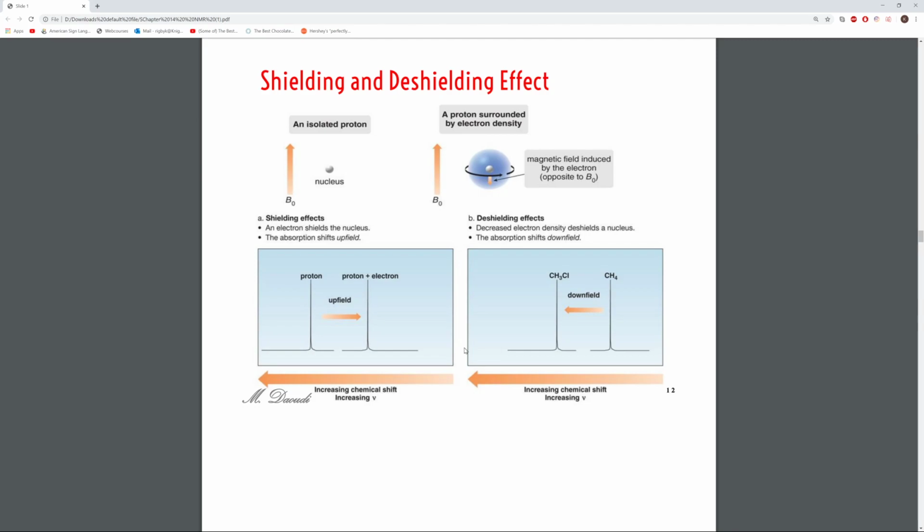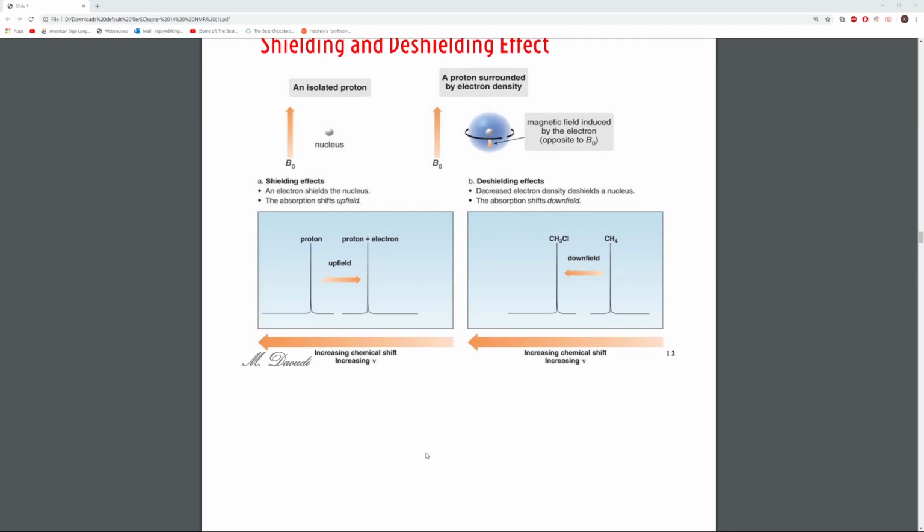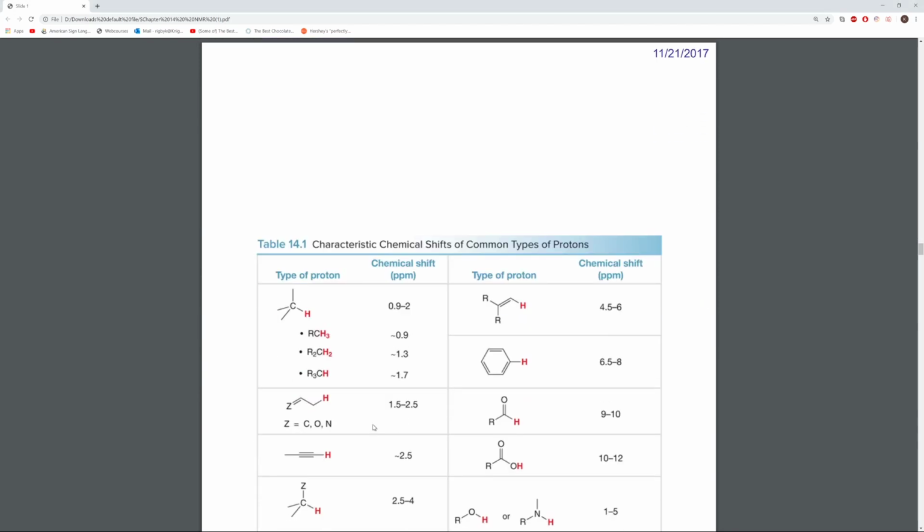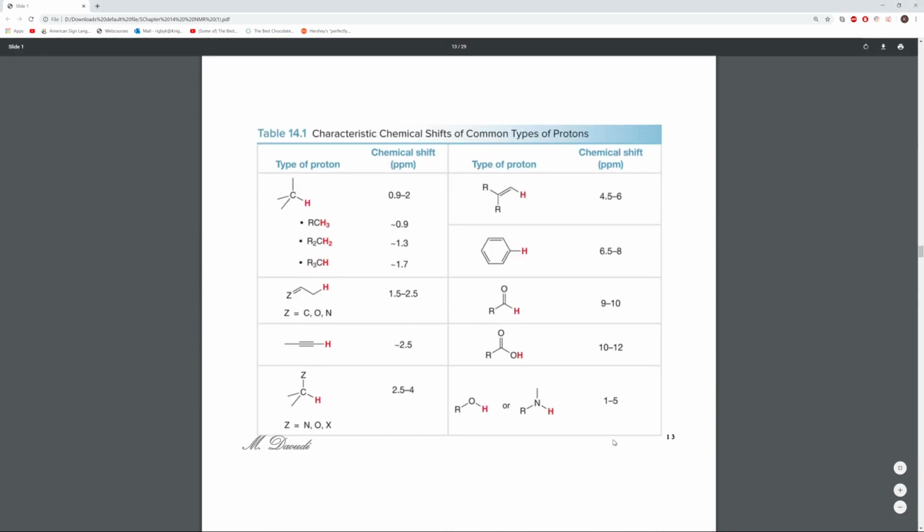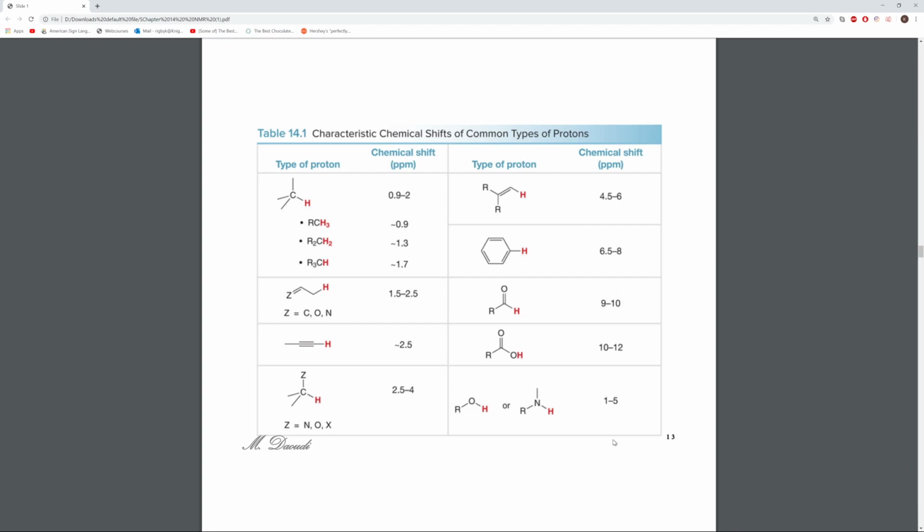Okay? And if we are deshielded, which means we do not have electrons around it, we are not being shielded by those electrons, it's going to be more affected by the NMR resonance, and it's going to be shifted downfield to larger numbers. Okay? And now we're going to look at different factors that will cause the proton to be shielded or deshielded. So if we're looking at this chart, we're going to compare some of the more obvious ones.